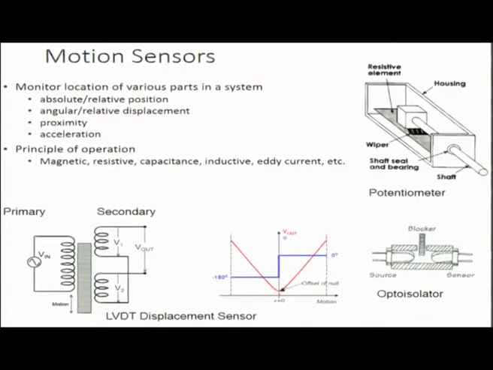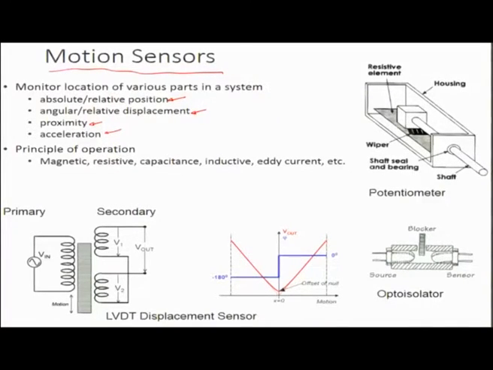Let's look at some of the interesting sensors which are very commonly available, which are used mostly in day-to-day life. The first example that comes to our mind is motion sensors. You must be quite aware of such sensors in almost all engineering systems, which have relative motion between their components. Such a sensor would typically read the absolute or the relative position, or the angular or relative displacement, or even the proximity or sometimes the acceleration of moving parts.